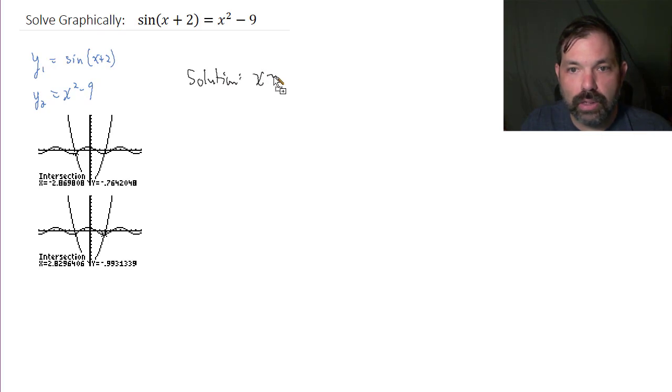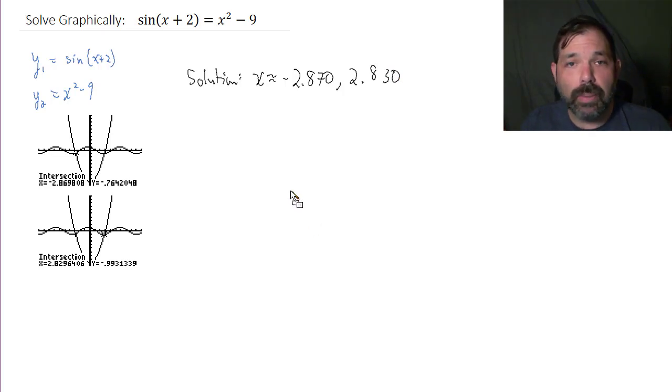X is approximately negative 2.870. Again, to 3 decimal places, you'd have to round up appropriately. And positive 2.830. Alright, so that's basically how we would solve equations graphically.